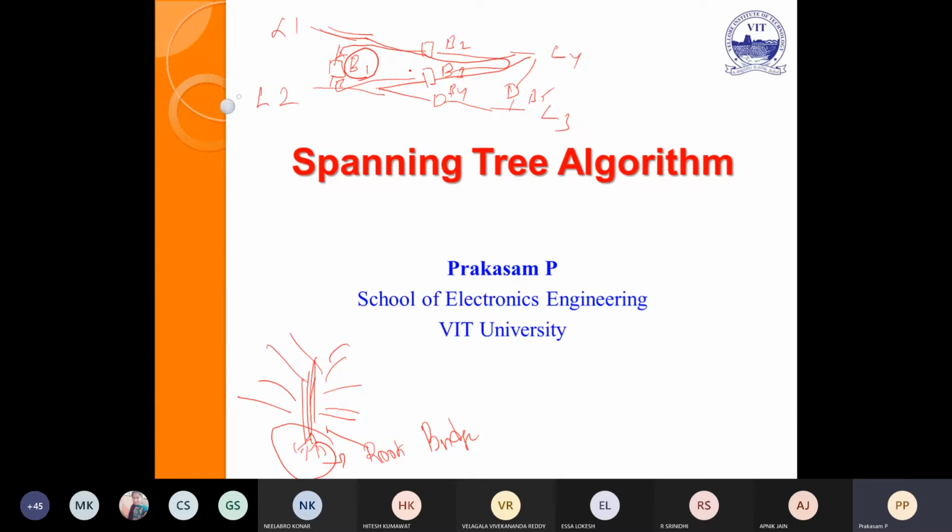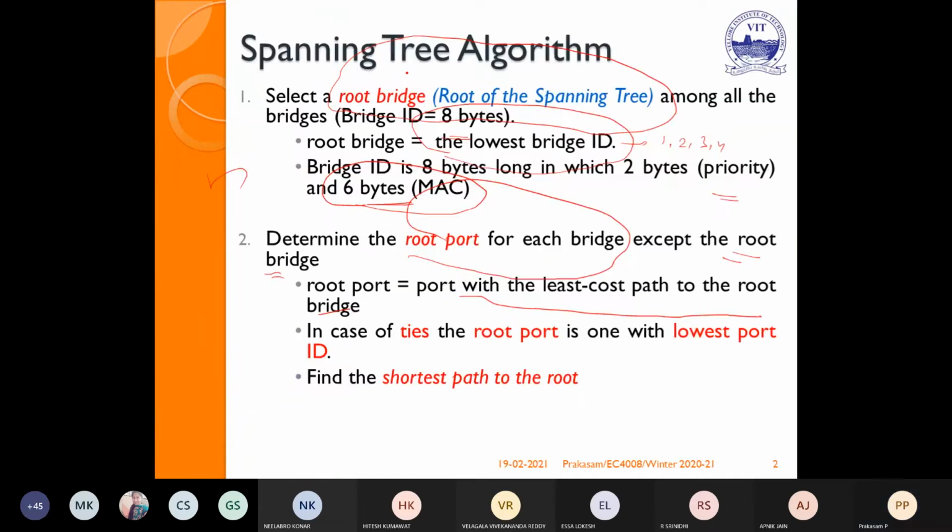Because if you take B3, this is port number 1, this is port number 3. If the cost is equal, then automatically a tie will happen. At that time you should select the root port with the lowest port ID. In case a tie is happening, the root port is the one with the lowest port ID.